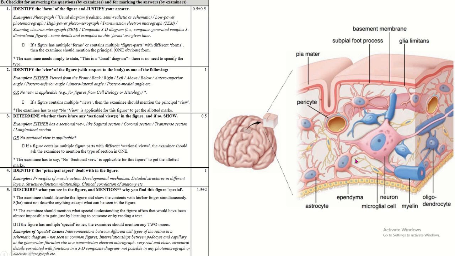And lastly, identification of the principal aspect. By this figure, we can understand the relationship between neurons and different types of neuroglia within the nervous tissue. And number 5, I describe what I see in this figure, and what I cannot understand by reading a text. I can only understand the relationship between neurons and neuroglia within the nervous system clearly by this picture, but not by reading a text.